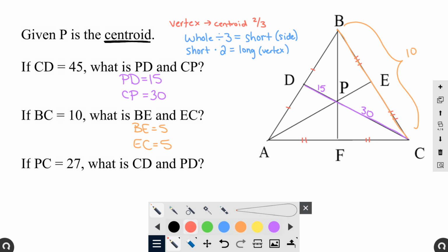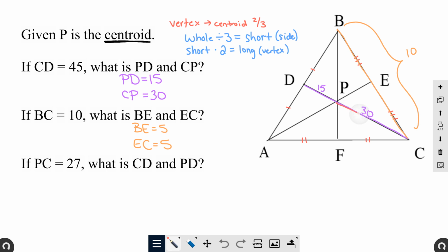All right, our last problem here, we're going to be using the same line, so I'm just going to write underneath it. What if PC now is 27? Now, we're going to kind of go backwards. We know the long part is 27. So how am I going to get my short part? Divide it by 2. So what's half of 27? 13.5. So what is 13.5? PD.